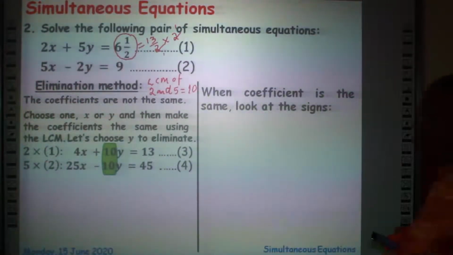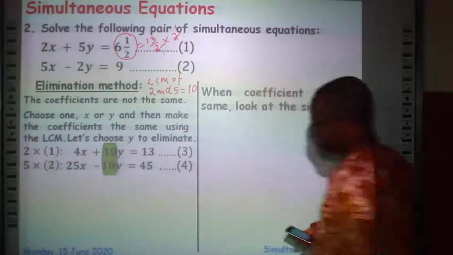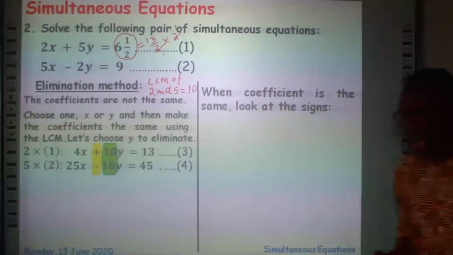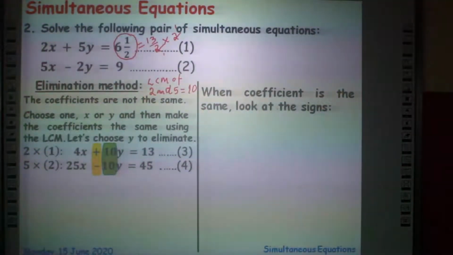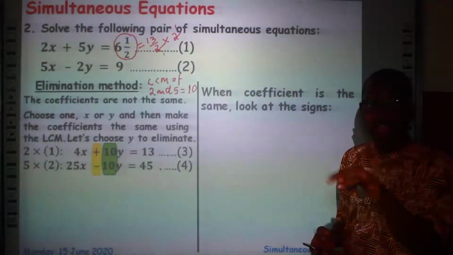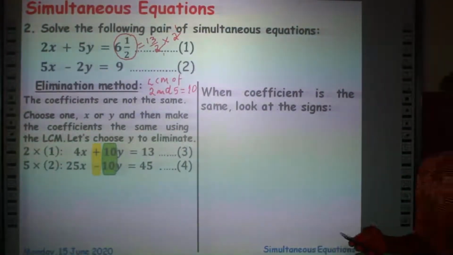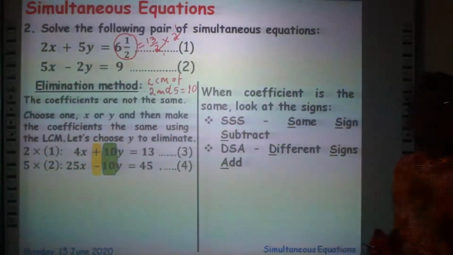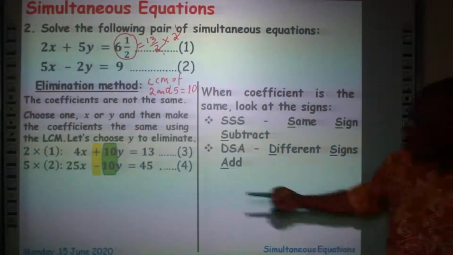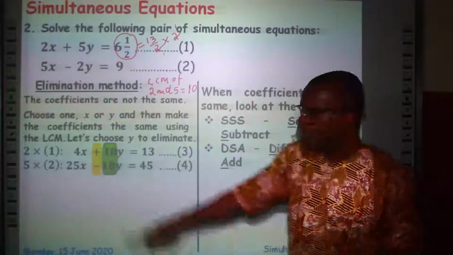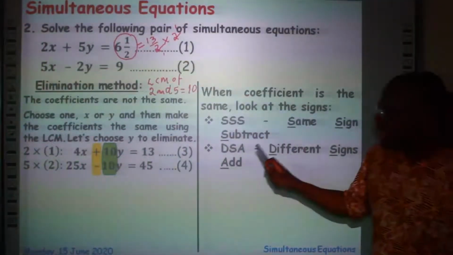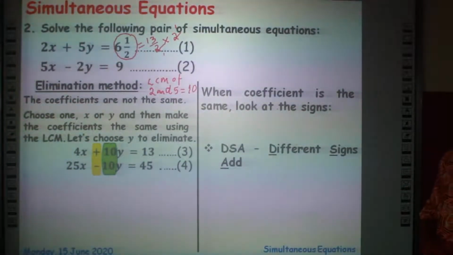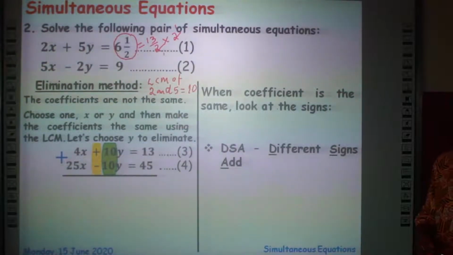Now look at the signs. Just before the coefficient, the signs are obviously different. You've got a plus and a minus. Now remember the DSA and the SSS. SSS is short for same sign subtract, and DSA is short for different signs add. Well, obviously, the signs are different, plus and minus. Different signs, add. So in this case, we are going to add the two equations, 3 and 4. So let's see how we add them.